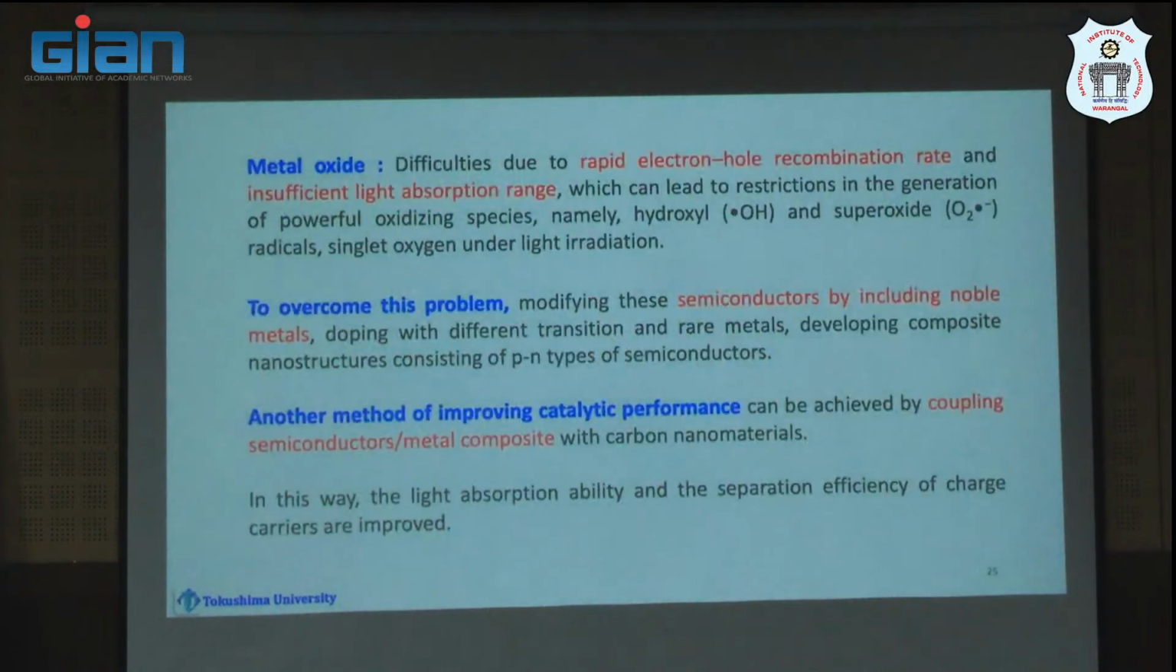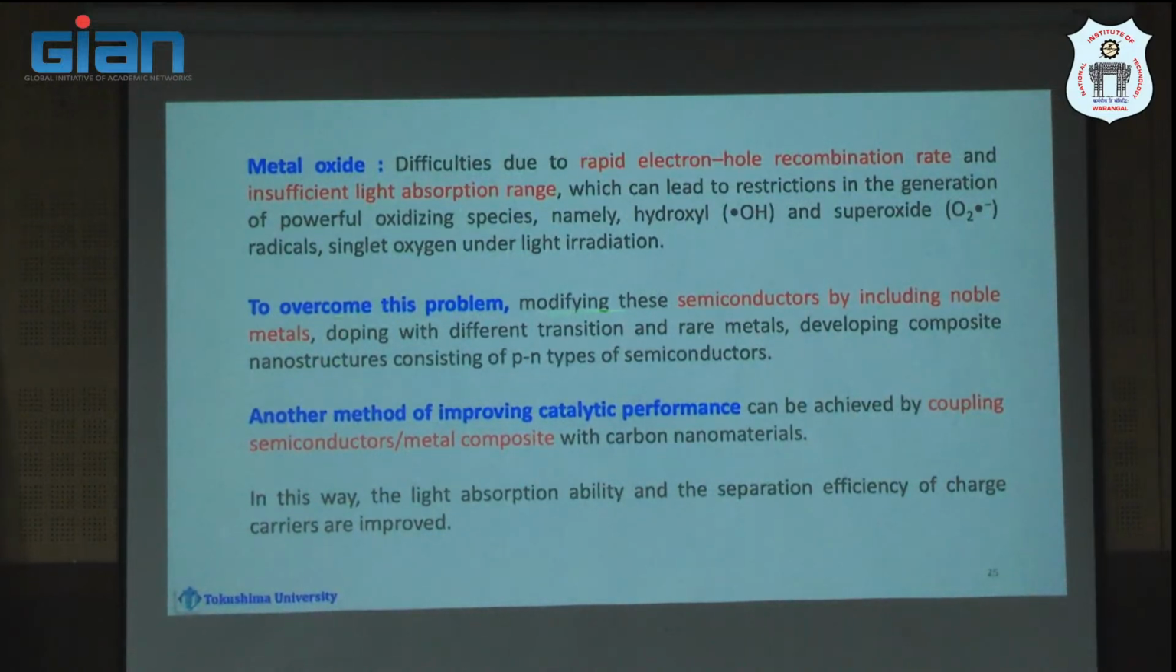Why? Because metal oxide, especially TiO2 like metal, has some difficulty in the rapid electron hole recombination. So that electron hole recombination is the disadvantage, along with insufficient light absorption range. Okay? Up to a certain point it can give the response, but it cannot extend its absorption band. So due to the rapid electron hole recombination rate and insufficient light absorption range, some metal oxide is not enough for photocatalysis.